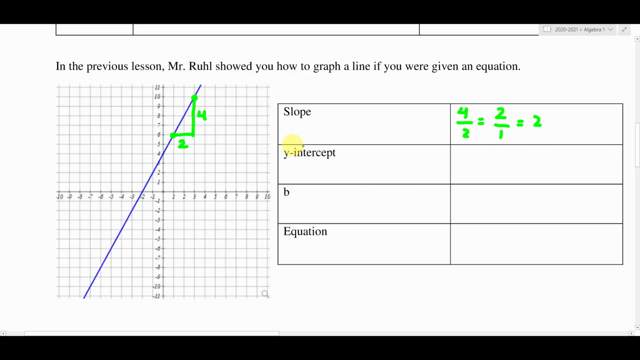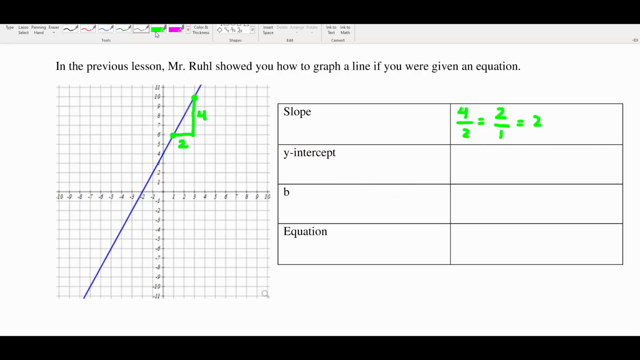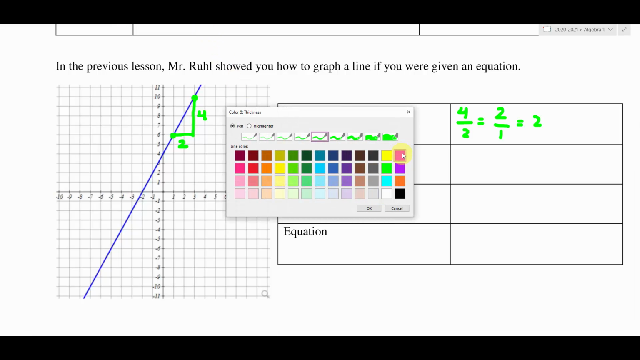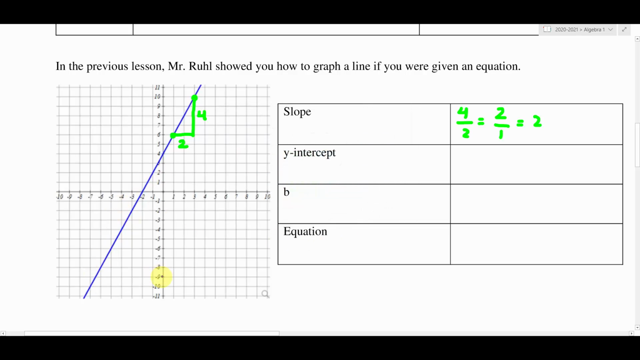All right, so now let's find the y-intercept. We are looking for the point on our graph where we are crossing over the y-axis. So I'm going to switch colors here, and I'm looking at my blue line. The y-axis is this vertical axis that runs through the middle of the graph. This is y. And the horizontal axis over here, this is x. We're looking for where the line crosses the y-axis. So I see it right here. It hits the y-axis at 4. But remember, this is a point, so we need to make sure that we say (0, 4). This is my y-intercept. So I'm going to come over here and say (0, 4).